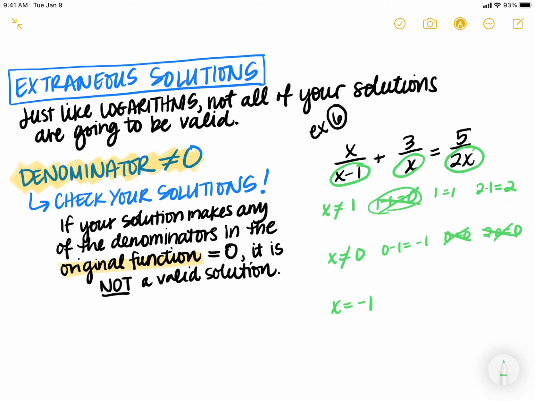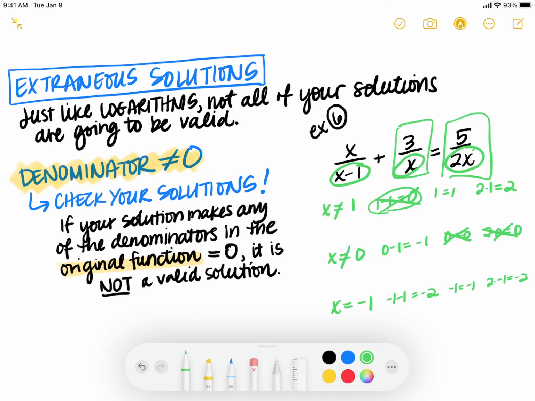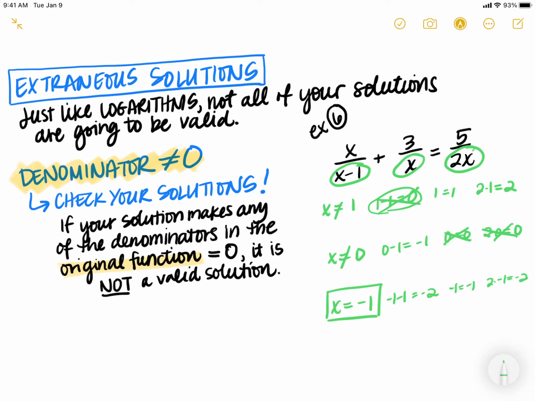Let's try our last solution, and let's make sure that it does not make our denominators equal to 0. So negative 1 minus 1 is plugging into that first denominator. Negative 2. We're good. Negative 1 is just negative 1, so when I plug into this one, it's going to be 3 divided by negative 1. We're good. We can do that. That doesn't make our function undefined. And then 2 times negative 1 is just negative 2. So this term right here would be 5 divided by negative 2. So yeah, we're good on that front too. Negative 1 does not make any of the denominators equal to 0, so we don't have anything that's undefined. And we can go ahead and say that negative 1 is an actual solution to the equation.